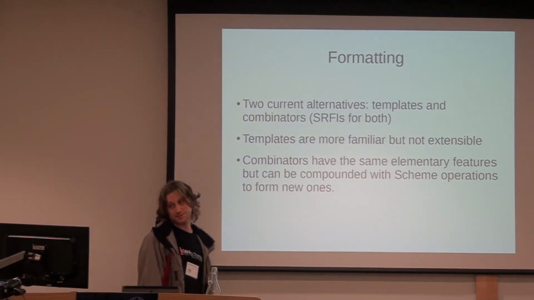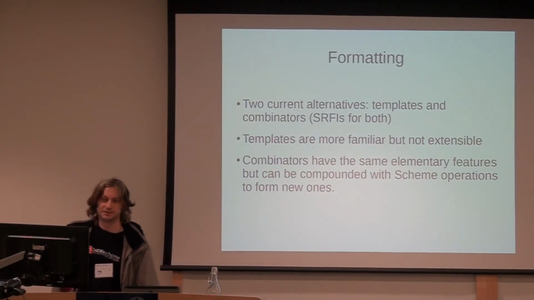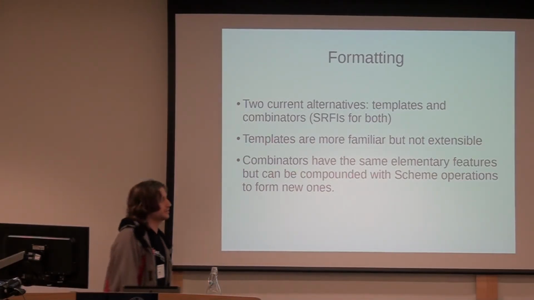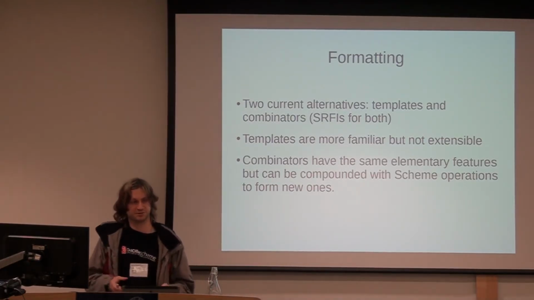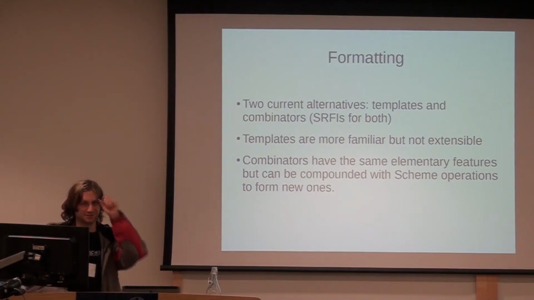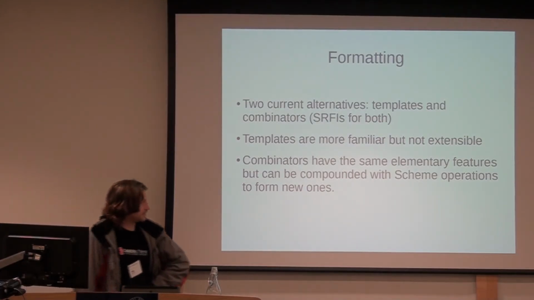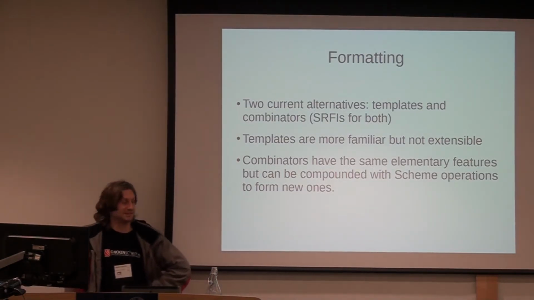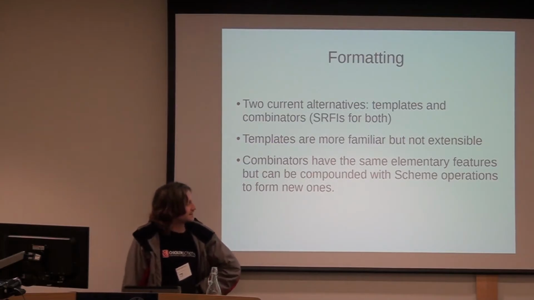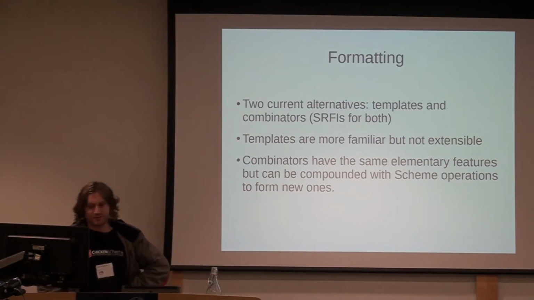Ah, good old string formatting. So there's two approaches for doing this. Templates, like printer for formatting Common Lisp, and combinators, like Alex Shinn's FMT library, where I rather prefer the latter, but you have a series of basically higher order procedures to build up, like the opposite of parser combinators. As the slide says, everybody knows templates, but when you have this nasty embedded sub-language in strings, you can't necessarily extend it, and it's complicated to learn. Combinators are rather fancy. That's my vote.